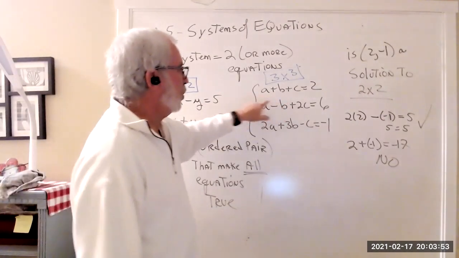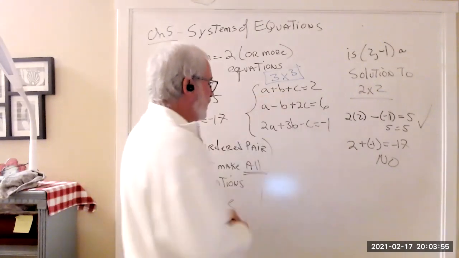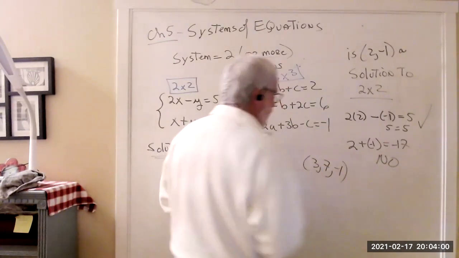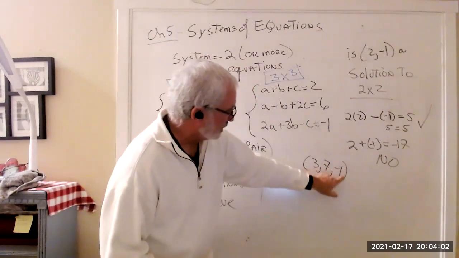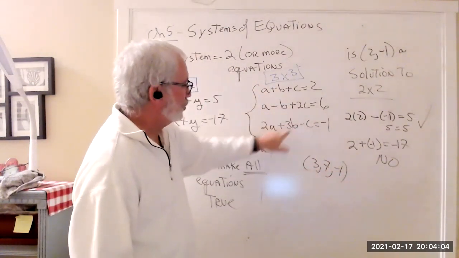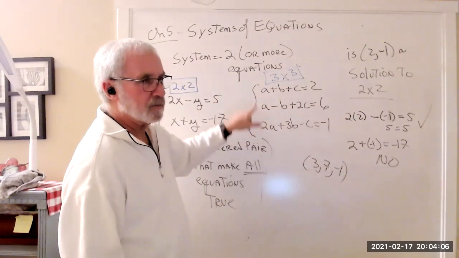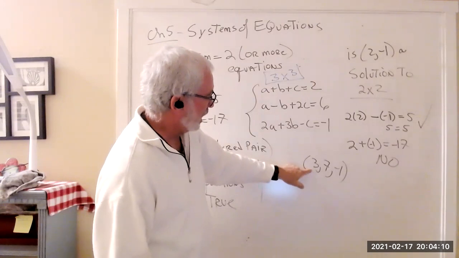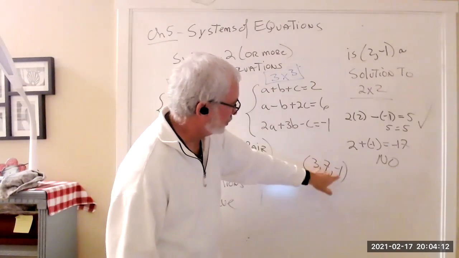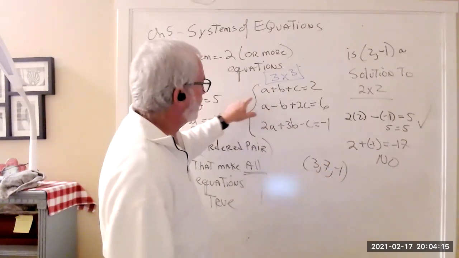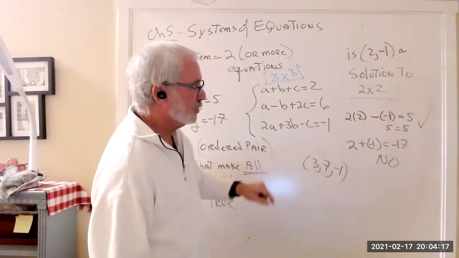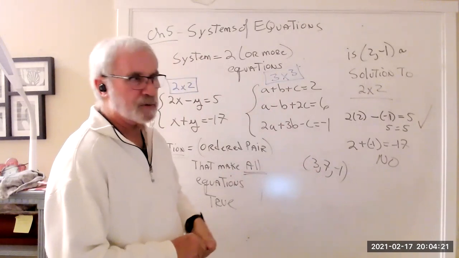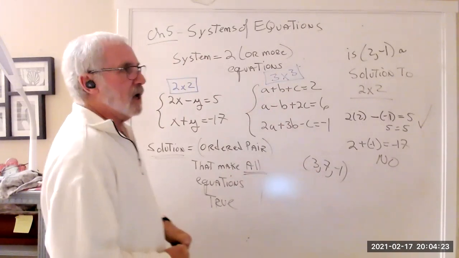She might give you an ordered triple, an ABC. She might say, is 3, 7, negative 1 a solution to this 3 by 3? And you'd say, well, A is 3, B is 7, C is negative 1. If I plug it in here, does it make it true? So you just plug it in. It's just a crummy way of getting you guys to do arithmetic. Okay.